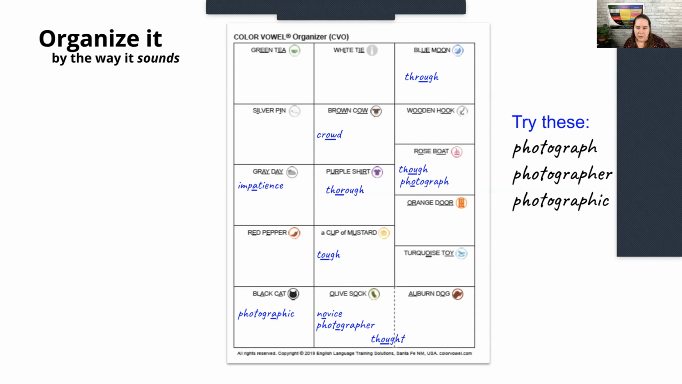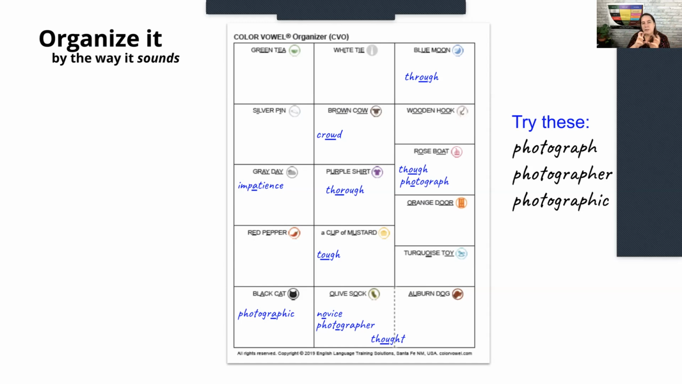Flooding is a way of reviewing where you simply go through the list and hear the vowel sound the same way in all of those words. So for example, rose, boat, though, photograph, rose, boat, though, photograph. We could then come down to olive, sock, novice, photographer, thought. I can make a chant: novice, photographer, novice, photographer, thought.